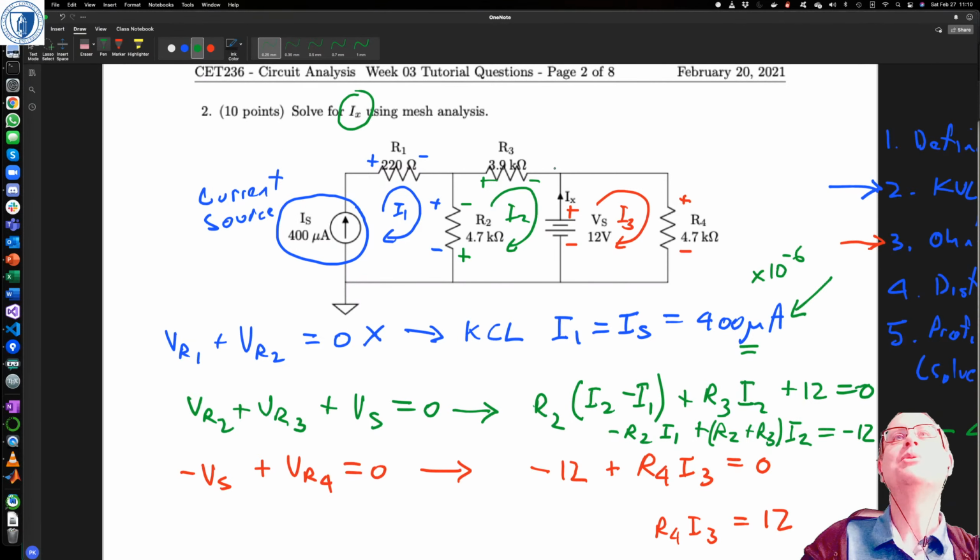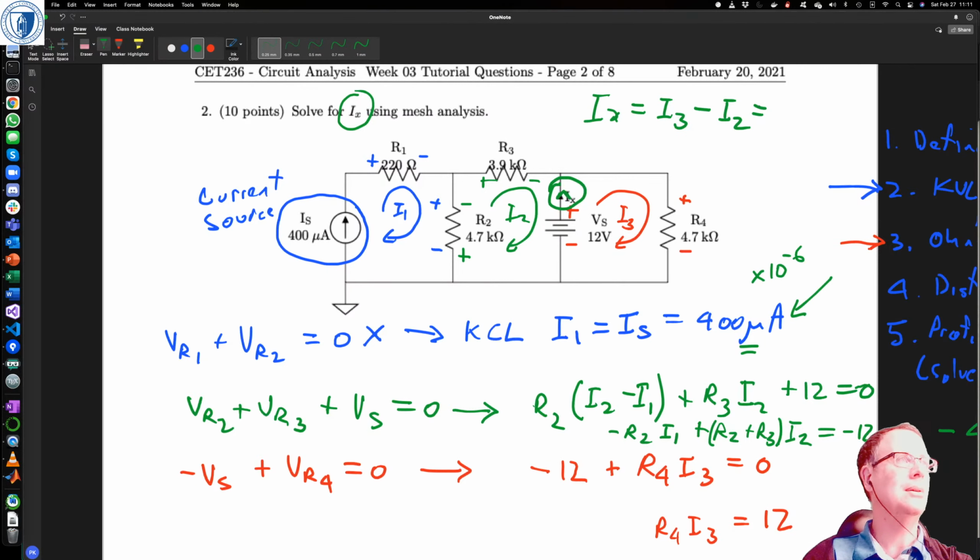So let's have a look at what Ix is, right? That's what we've got to find. Ix, because it's defined going in that direction, it's going against I2, but in the same direction as I3. So Ix is I3 minus I2. And let's see what MATLAB tells us that is.